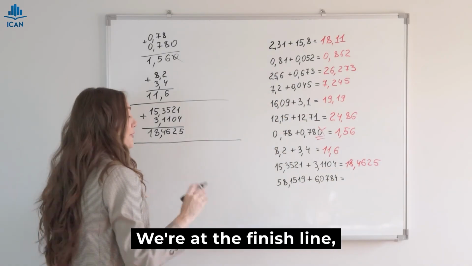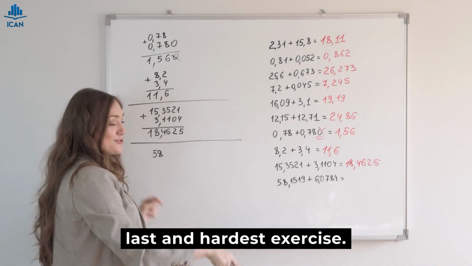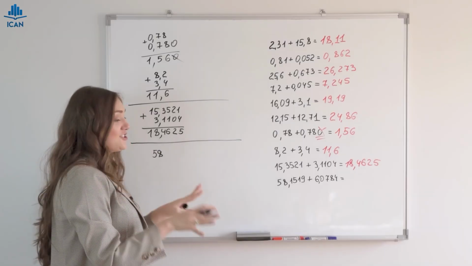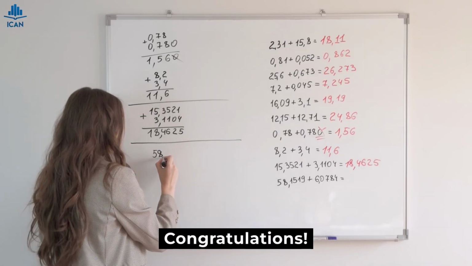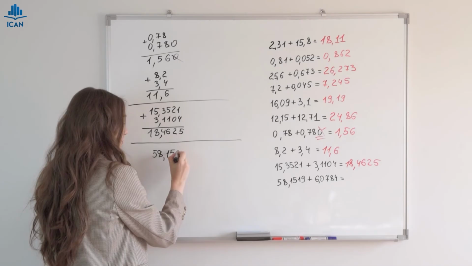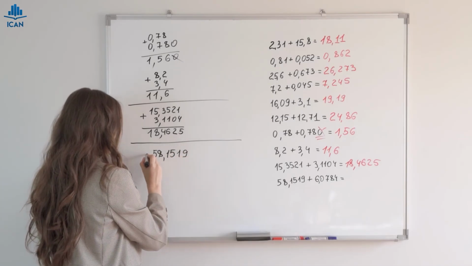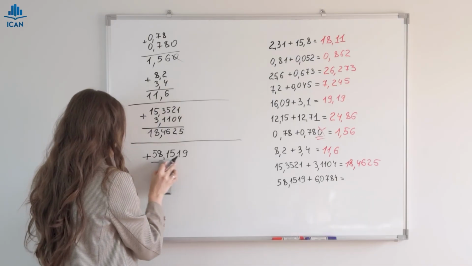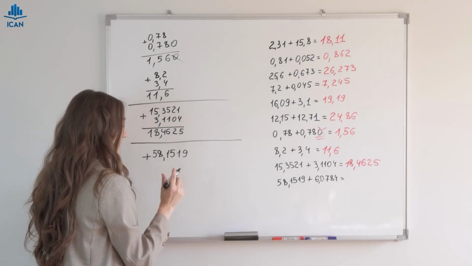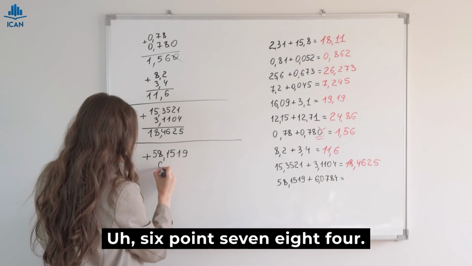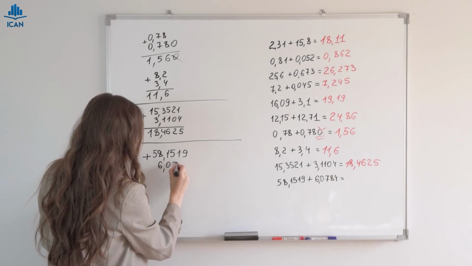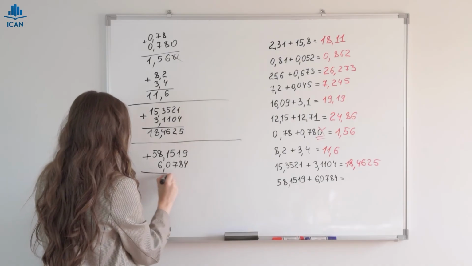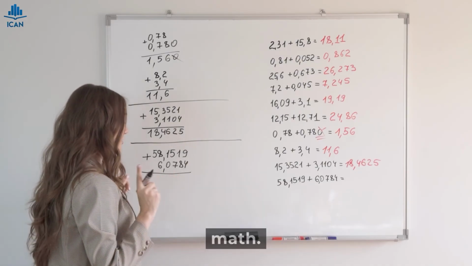We're at the finish line, last and hardest exercise. If you get this, you've mastered decimal addition. Congratulations. 1.1519, right? Plus 6.784? Here we'll need to do mental math.